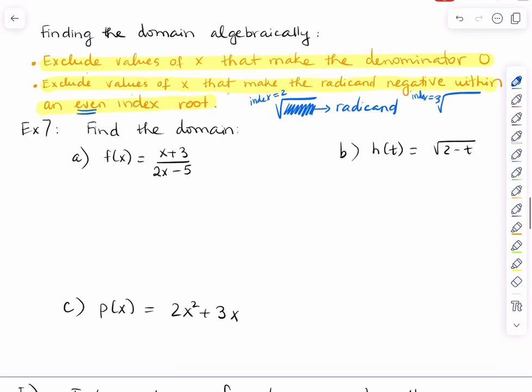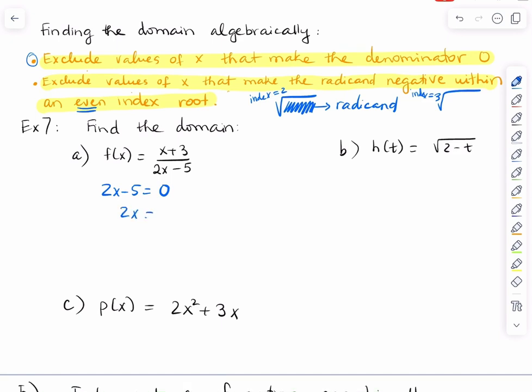So let's look at this example. There are 3 of them. Find the domain. Part A, we have a fraction. In fact, this is a rational function. Now, based on the first restriction, we want to exclude values of x that make the denominator 0. Well, what happens if the denominator is 0? So 2x minus 5 is equal to 0. Then 2x is equal to 5, and x is equal to 5 over 2.